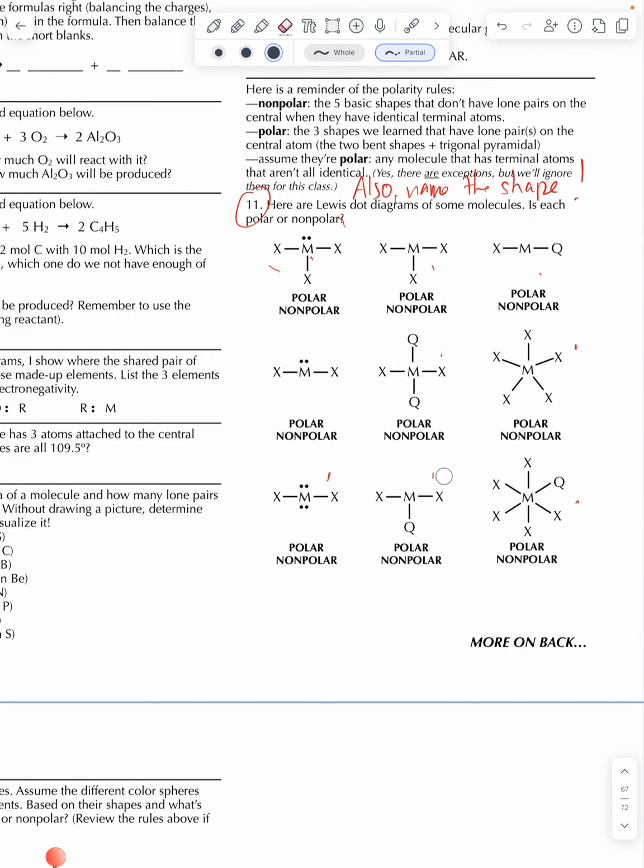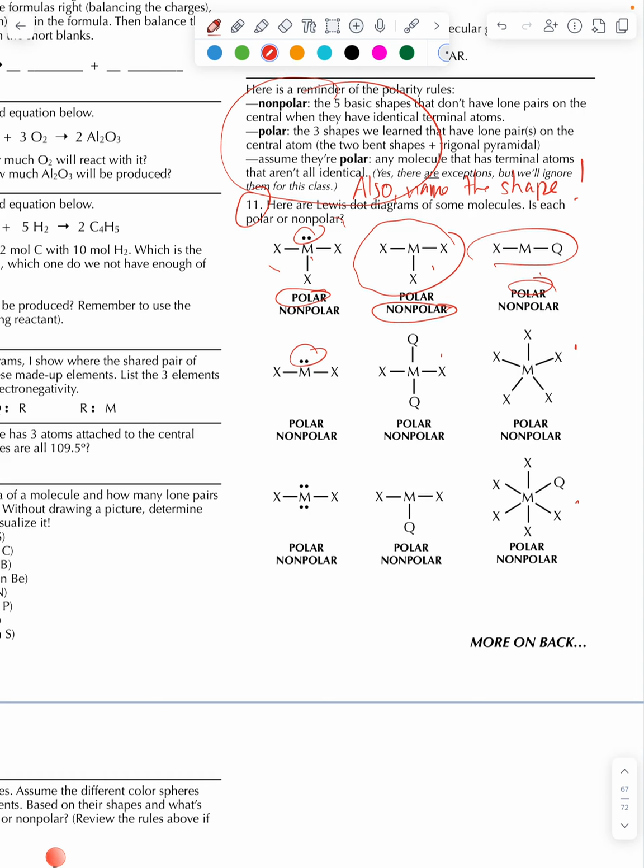Okay, so let's identify them as polar and non-polar. And again, write down my rules. For Lewis structures, let's assume that if you see a lone pair on the central atom, it is polar, because that's what we're going to be doing for our class. For the shapes we learned, a lone pair on the central atom makes it polar. And if I'm doing Lewis structures, if you see different terminal atoms, it's polar. So look, there's a lone pair, polar. Identical terminal atoms, no lone pair, non-polar. Different terminal atoms, polar. Lone pair, polar.